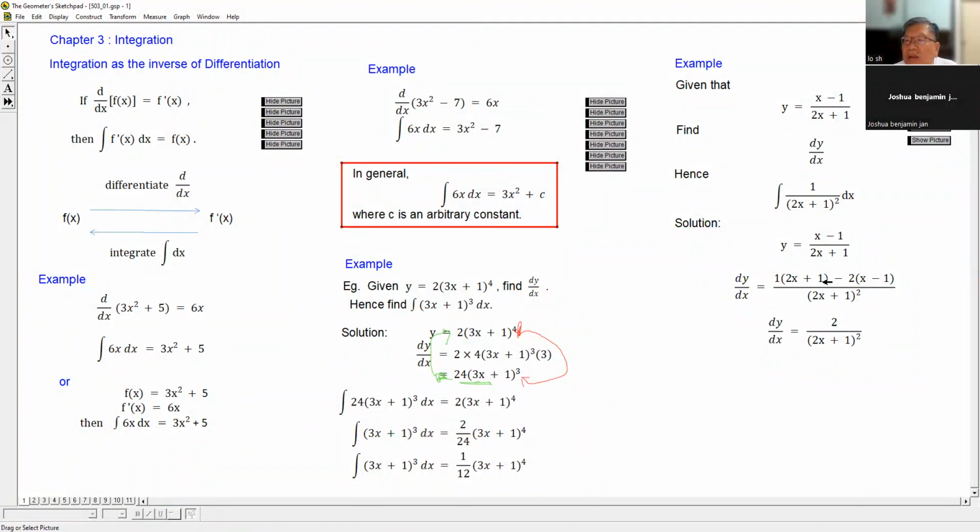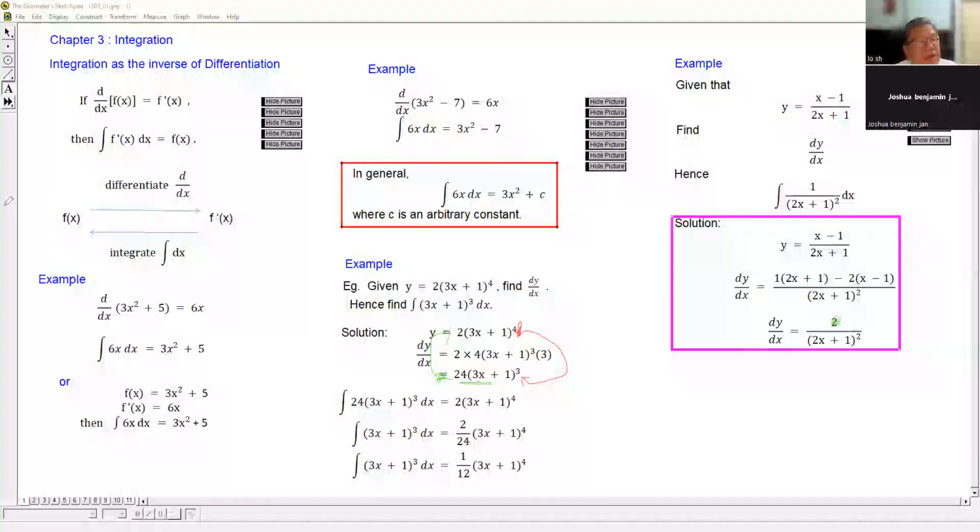Then 1 plus, oh, there's a 1 here. 1 plus 2 is 3. It's not 2. Oh, this is wrong. This is not 2. Answer is 3. Can you see why it's 3?